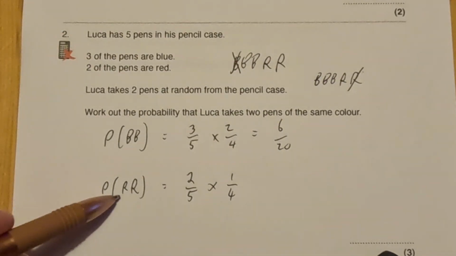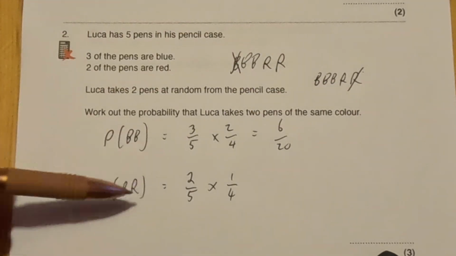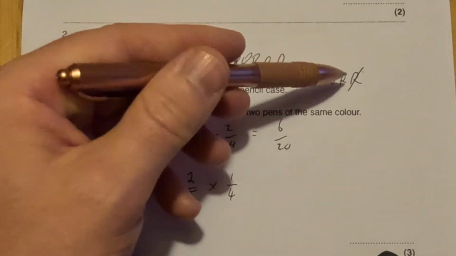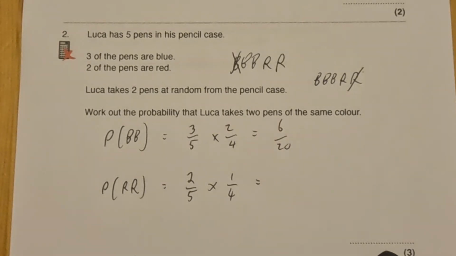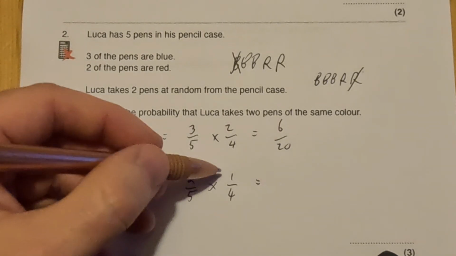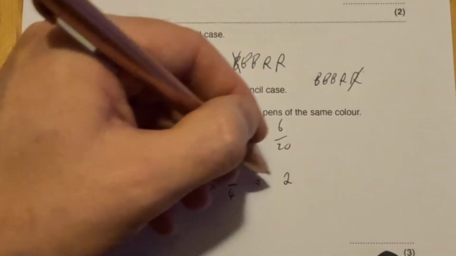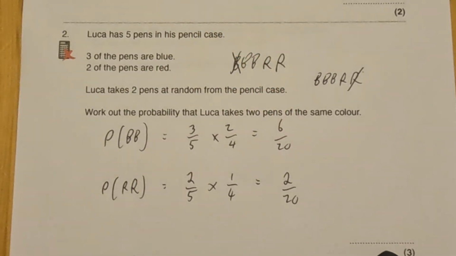So we've got the probability that the first pen is red would be 2/5, and the probability that the second pen is red would be 1/4. And then if we times them together, that'll tell us the probability of getting a red and then another red. So 2 times 1 is 2, and 5 times 4 is 20. So that'll be 2/20.